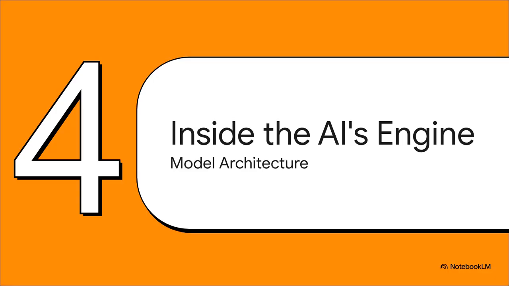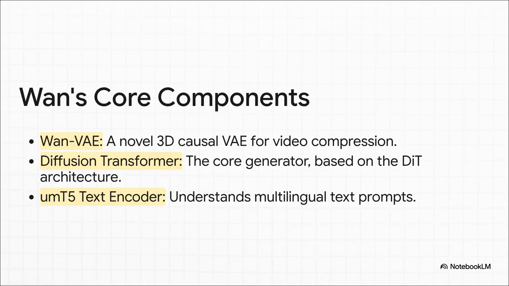Now for the second key ingredient. You've got the perfect fuel, now you need a revolutionary engine to actually turn that data into these amazing videos. If you look at the paper, the model's design has three main components. There's a part that understands your text prompt, another part that actually generates the video, but the real game changer, the secret sauce, is the first component, a custom video compressor they built called the Wan VAE.